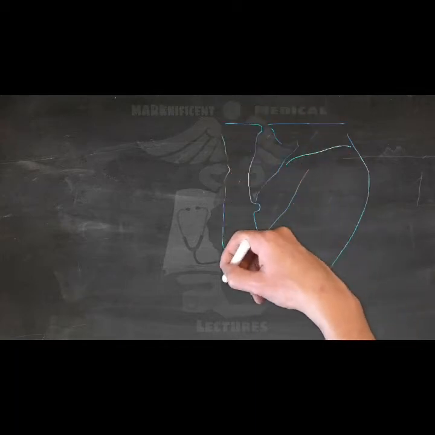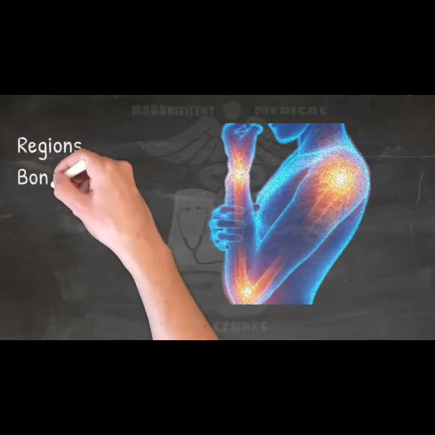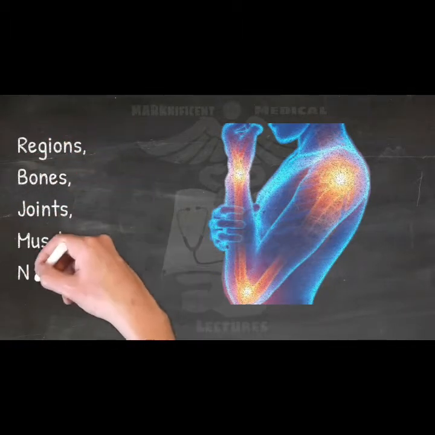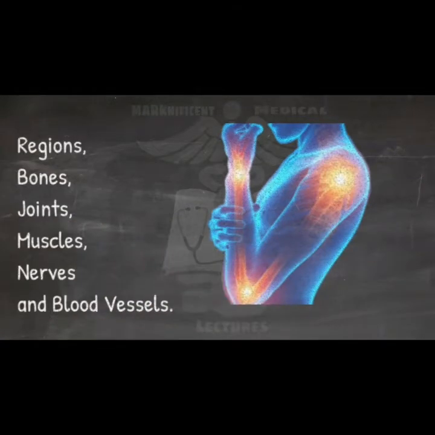The upper limb is a complex part of the human body. The anatomy of the upper limb is broken into compartments, such as regions, bones, joints, muscles, nerves and blood vessels, in order to understand its structure. These are divided into compartments to help focus on the necessary details.